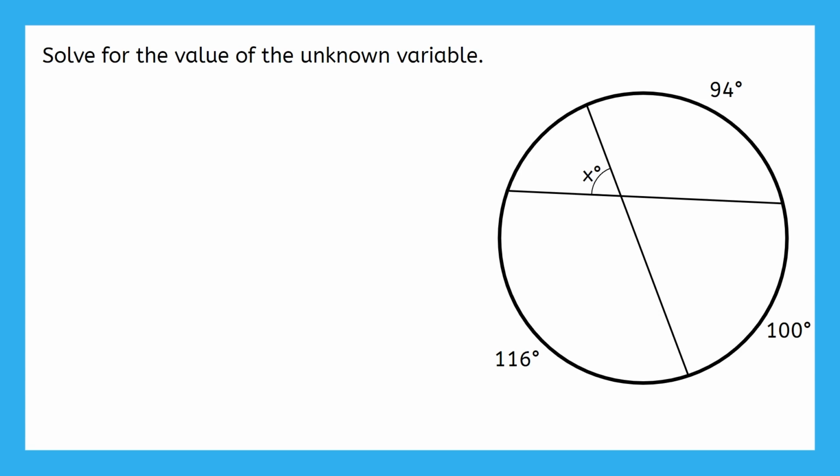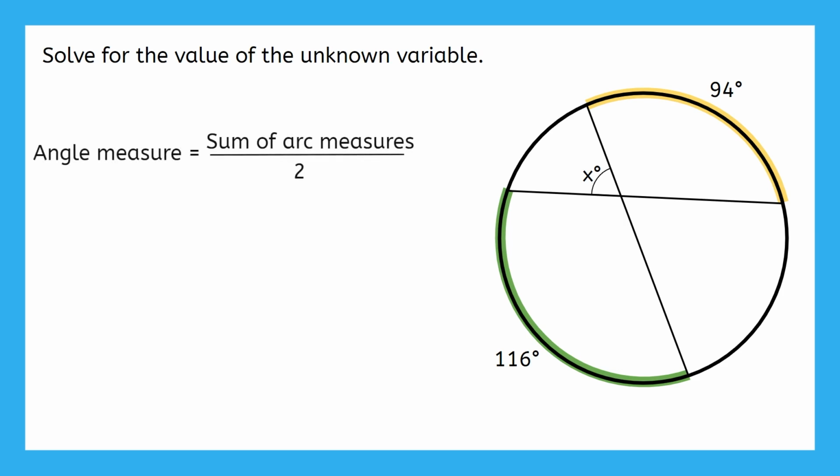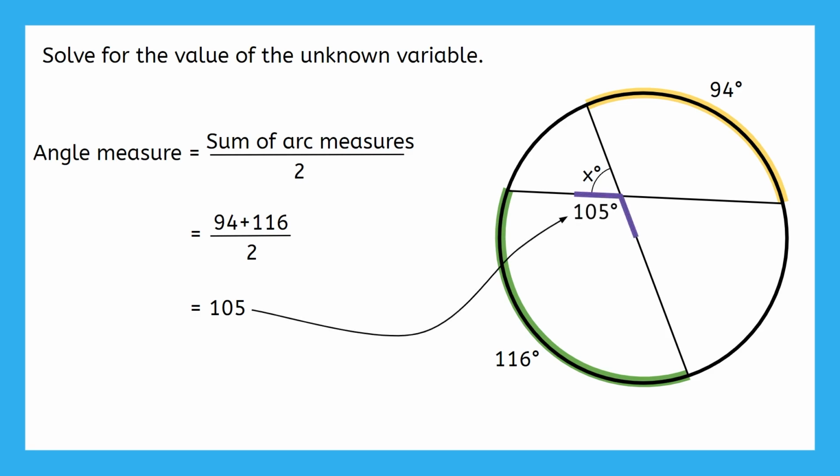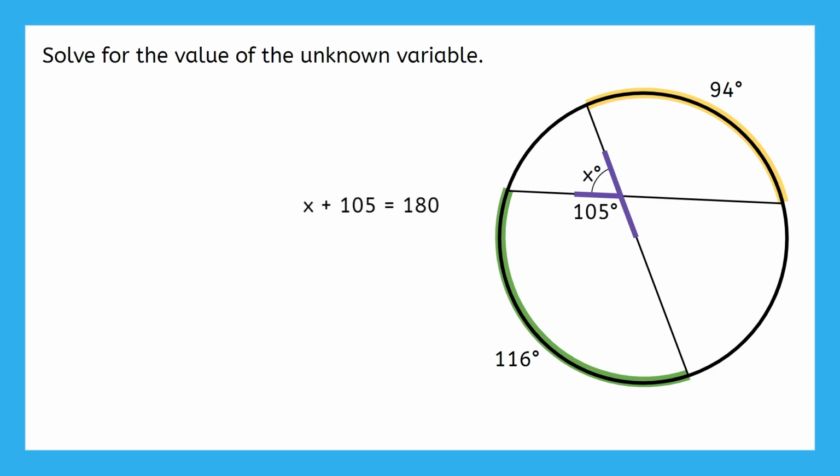The second option is to use the values of these two arc measures, insert them into this equation, and get a value of 105. But how does that value help us solve for x? Well, it represents this angle. And how is that related to the angle containing the variable x? The angles containing x and 105 are a linear pair, which means they add up to 180. Solving for x by subtracting 105 from both sides of this equation gives us 75, just like we got with the previous method.